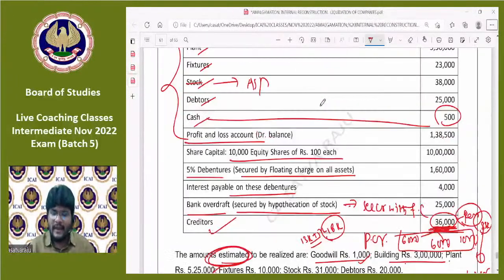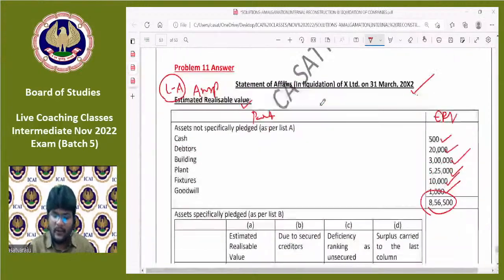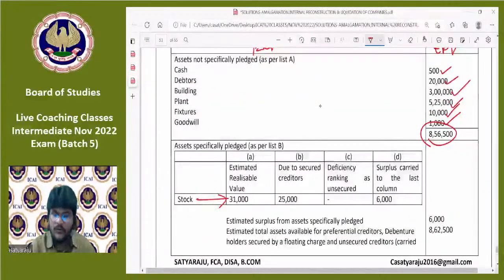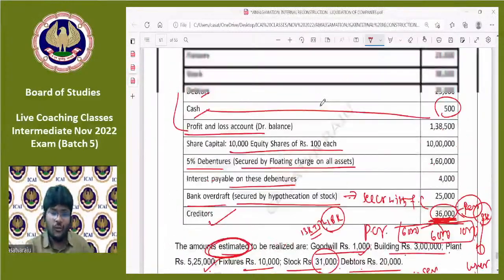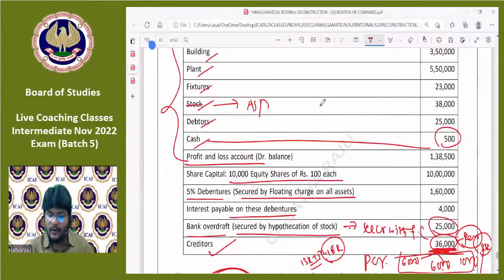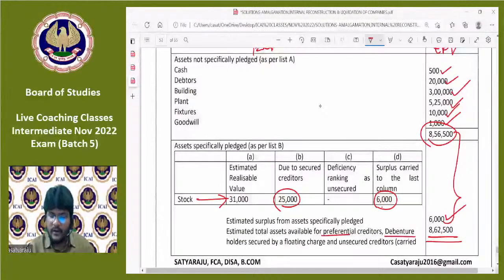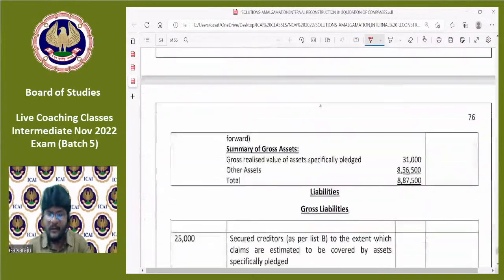Now you can consider the ASP, which was stock. From stock, you are getting 31,000, right? Out of 31,000, you should need to repay the bank OD. Bank OD how much? 25,000. Pay the bank OD 25,000. Surplus was 6,000. Carried forward to the last column. Total assets available 8,62,500 for preferential creditors, debenture holders, and unsecured creditors. Just a summary of gross assets information just to show for the informative in nature.